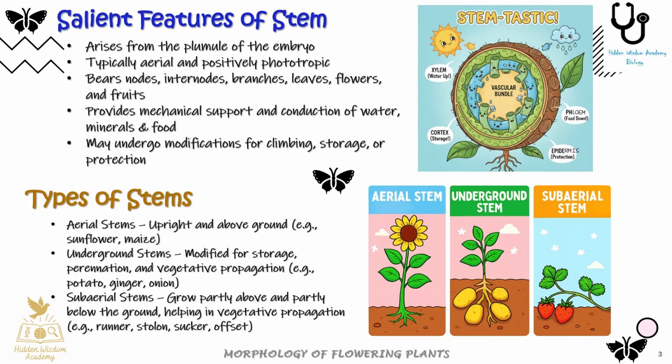Now, let's talk about types of stems. Stems are of three main types. First, aerial stems that grow above the ground, like in sunflower and maize. Second, underground stems that store food and help in survival, such as potato, ginger, and onion. Third, subaerial stems that grow partly above and partly below the soil and help in vegetative propagation. Examples are runners, stolons, suckers, and offsets. This shows how stems do much more than just support and conduction.